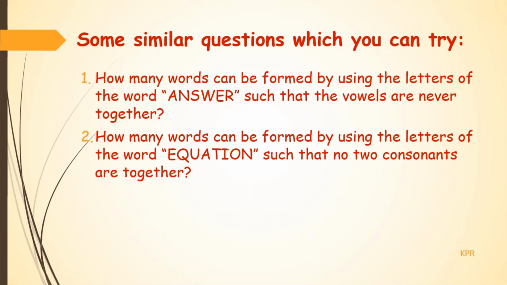Question number 2. How many words can be formed by using the letters of the word equation such that no 2 consonants are together? In this word equation, there are 3 consonants Q, T and N. And there are 5 vowels. As we don't want the consonants together, first we will arrange the 5 vowels, and in between the 5 vowels, we can search the places for 3 consonants.